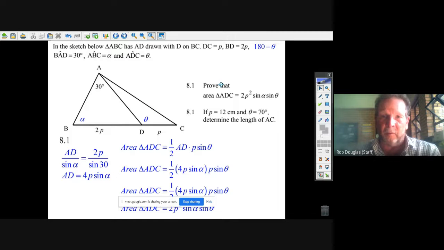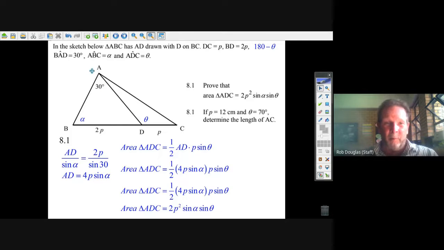The first thing is to prove that the area of triangle ABC is equal to this weird thing, 2p squared times the sine of theta times the sine of alpha. Well, just to get started, if you want to find the area of this triangle, you've got to remember the area rule. You're going to go 1/2 times AD times DC, which is P, times the sine of the angle in between. So that's my first thing I've got here. The area of the triangle is 1/2 times AD times P times the sine of the angle in between the two sides. You have to know the area rule or you can't get started.